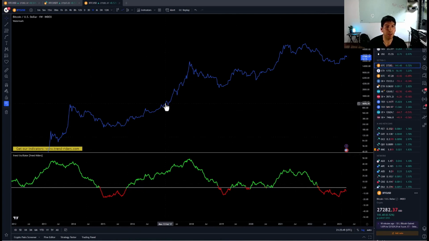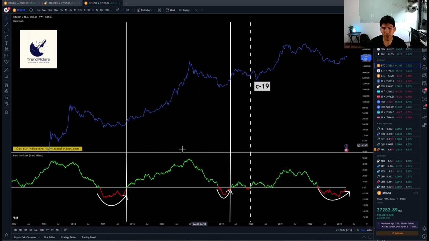This is the Bitcoin 1 week chart. If we see what happened after all these flips from red to green on this indicator, we see very clearly that it was very accurate to predict the long-term movement from bear market to bull market in the past for Bitcoin. You can see here in 2015, 2016, it flipped from red to green right around $300. And then the bull run began and it went all the way up to approximately 20K.